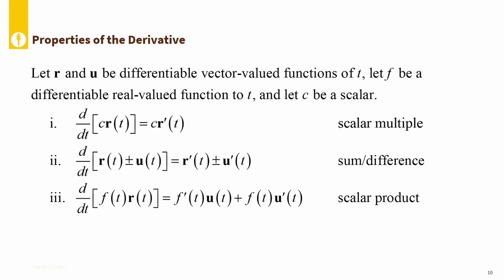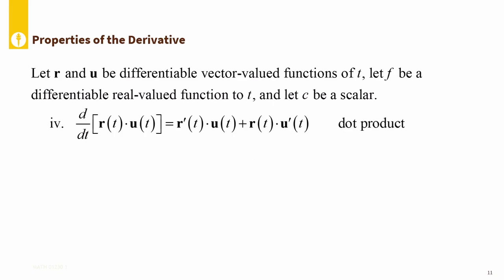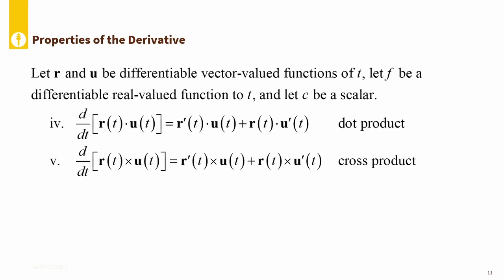Because now the scalar doesn't have to be a number, it can now be a function as well. Well, that kind of looks just like product rule, right? Then you have the dot product, which again looks exactly how you would expect it to look. And then you have the cross product, which again looks how you would expect it to look.